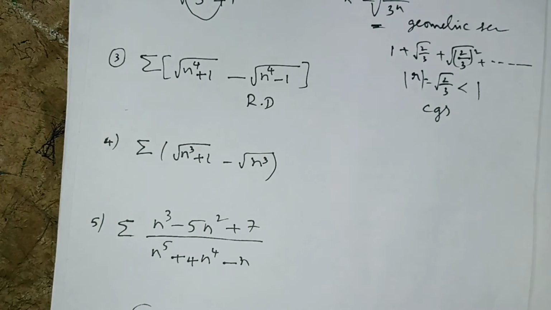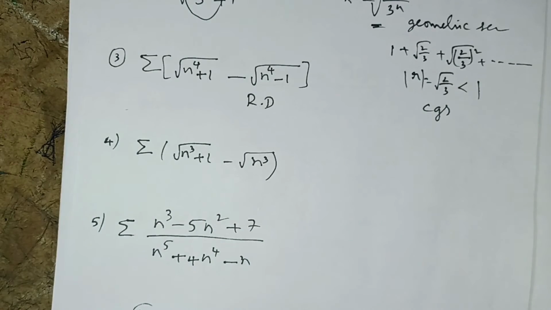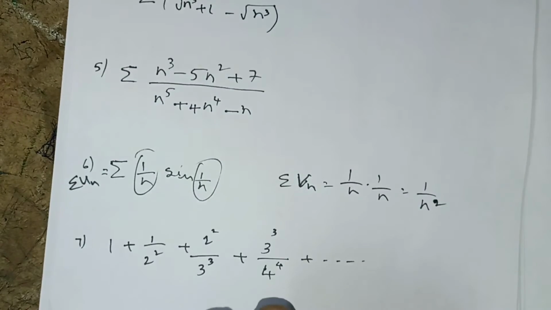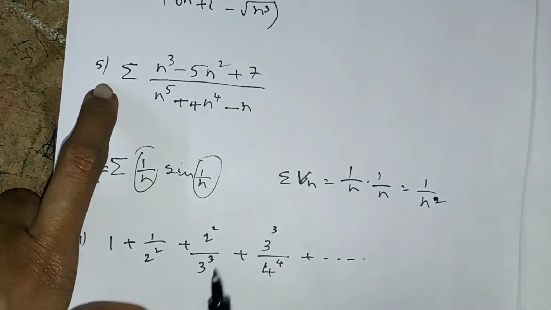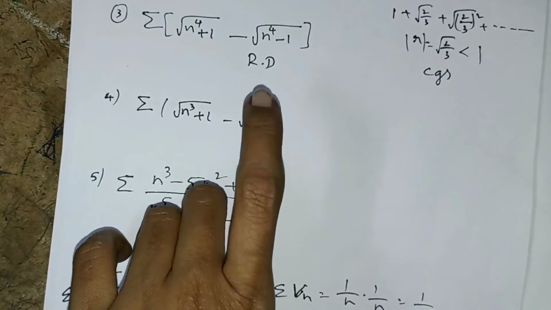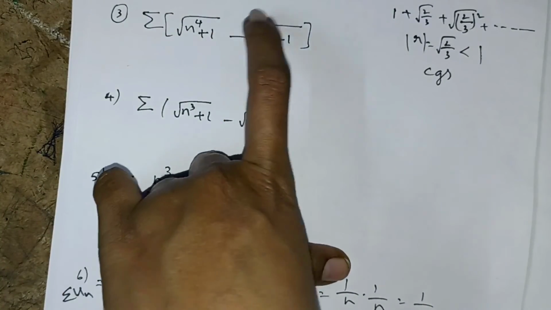This one I did already. This one, rationalize the denominator and simplify. And the fifth one, n cube minus 5n square plus 7 by this one. How to choose such type of, some fraction is there, you can very much easily choose.